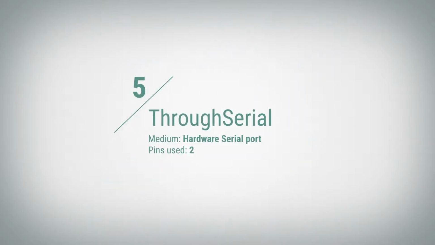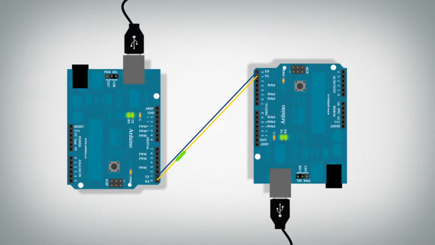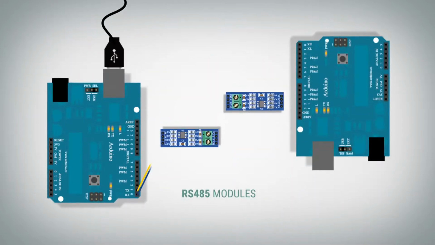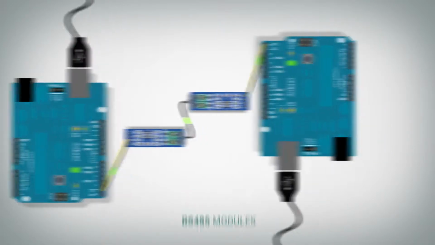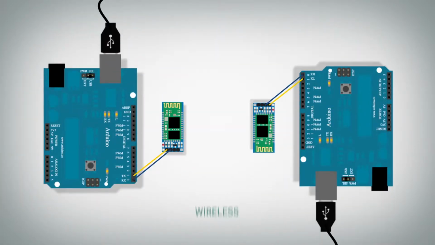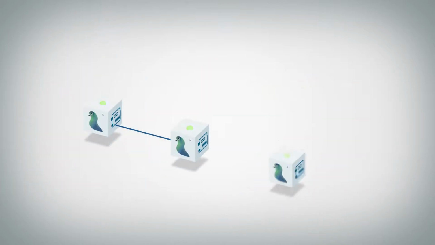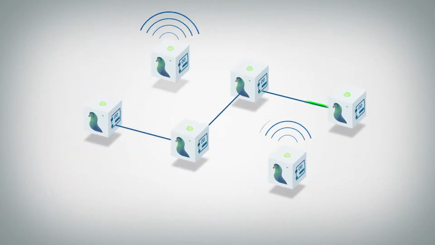Through serial. With the through serial data link layer strategy, PJON can run through a software emulated or hardware serial port. Thanks to this choice, it is possible to leverage virtually all the Arduino-compatible serial transceivers like RS485, radio or infrared modules, still having PJON unchanged on top.